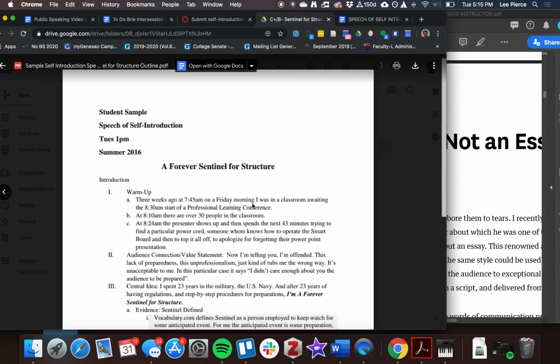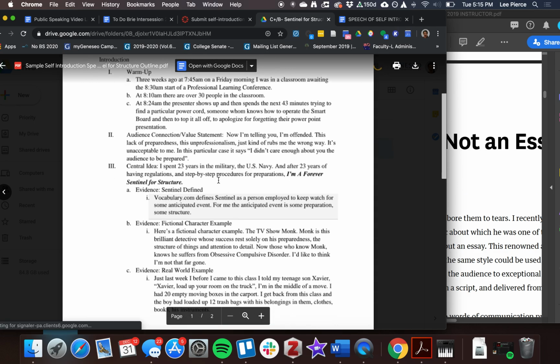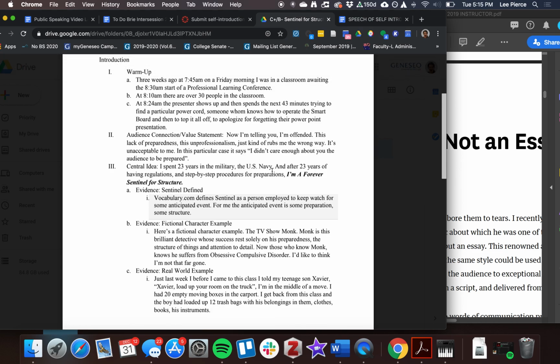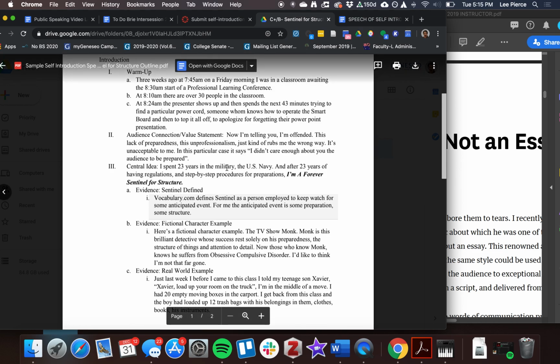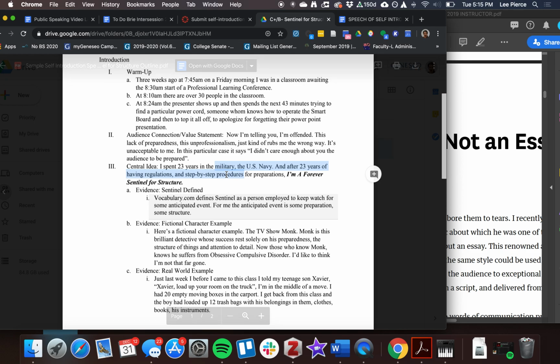So first thing we want to look at is the central idea. So in this case, the central idea is: after 23 years in the military with regulations and step-by-step procedures, I'm a sentinel for structure, meaning I am really obsessed with structure. So that's pretty good. It's not as complex as I'd like because it doesn't sort of allude to the benefits and the consequences, but there's a nice clear theme there, right?